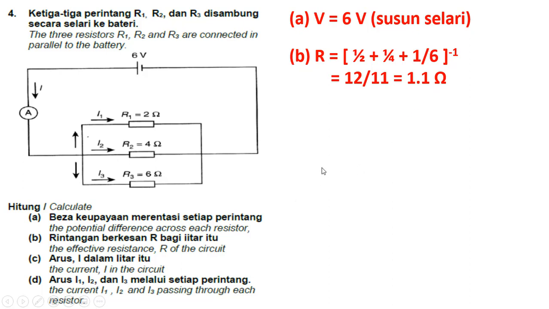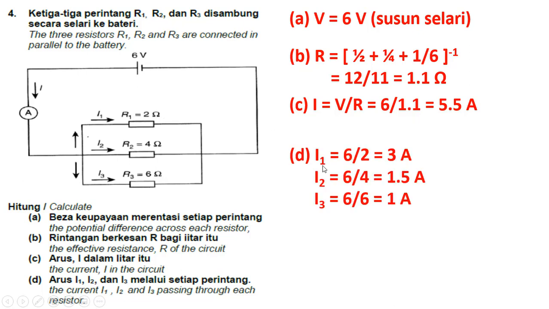Now current, again I equals V over R. V is 6, R is 1.1 ohm, and we get 5.5 ampere. Now calculate I1, I2, I3. I1 equals V over R1. V here is 6, R1 is 2, so we get 6 over 2, which is 3 ampere. I2 is 6 divided by 4, 1.5 ampere. I3 is 6 divided by 6, which equals 1 ampere. So when we sum up, we should get 5.5 ampere.